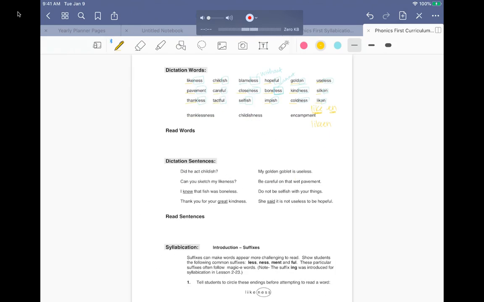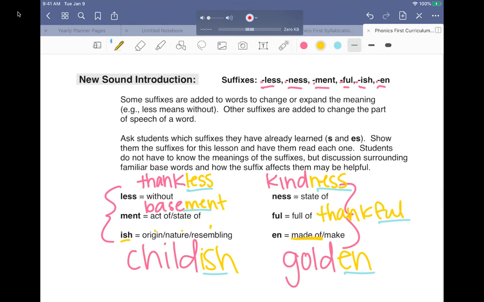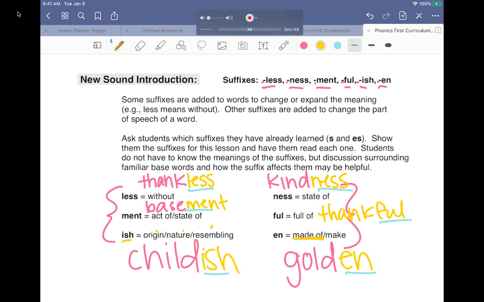But I just wanted to give you a quick rundown on suffixes and what they are, what they mean, and how to look at them when you come across a word you do not know. All right, kiddos, if you want to maybe write these down to help you with your spelling words this week, that might not be a bad idea. So you can pause this video right here. I will leave this up for just a second, and you can kind of write down: less equals without, ment equals act of, state of, ish equals origin, nature, resembling, ness equals state of, full equals full of, and en equals made of or make.